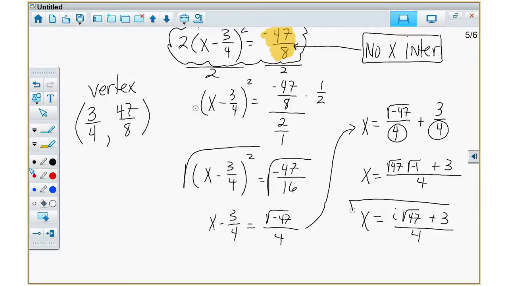Now this is the answer that you're going to get in your book or on a test that's asking you to write it in terms of i. This is what it really tells you, that you don't have any x-intercepts. So go ahead, with the y-intercept and the vertex, and sketch out the function.